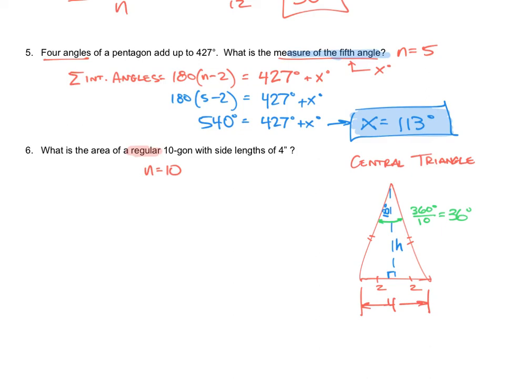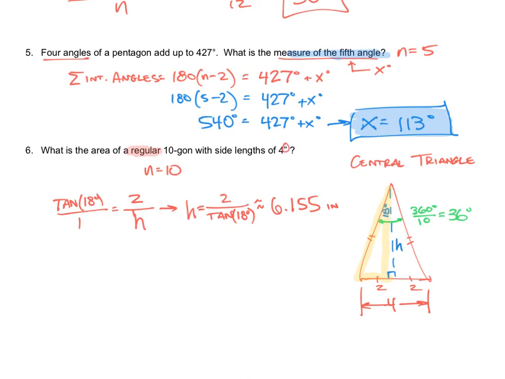So I can use what I know about right triangle trigonometry to solve for h. Tangent ratio equals opposite leg over adjacent leg. In this case, the opposite leg is 2 and the adjacent leg is h. We can go ahead and rearrange this and we get h equals 2 divided by the tangent of 18 degrees. And that's approximately equal to 6.155, and it's going to be inches because this problem is in inches.